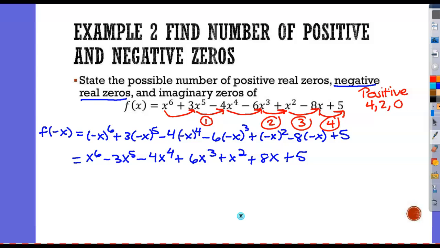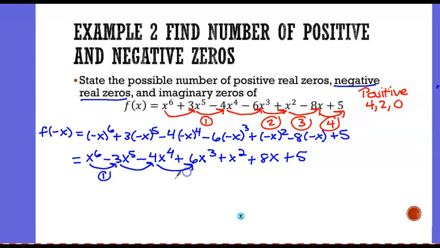All right, now I need to count my number of sign changes. So going from positive to negative or negative to positive. Positive to negative, that would be 1. Negative to negative does not count. Negative to positive does count. And it looks like the rest of them are all positive.